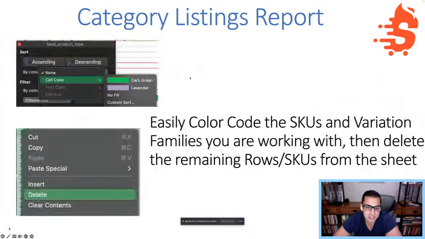And one of the things I like to do is to color code all the SKUs and variation families you're working with. Some people can see better in colors than words, and it helps you keep things really neat and really organized. So once you filter, you're able to sort by different colors. One color for your parent, one color for all of your child variations within that same parent. And then, anything in white that we're not working on, we want to make sure that we delete from the sheet itself.